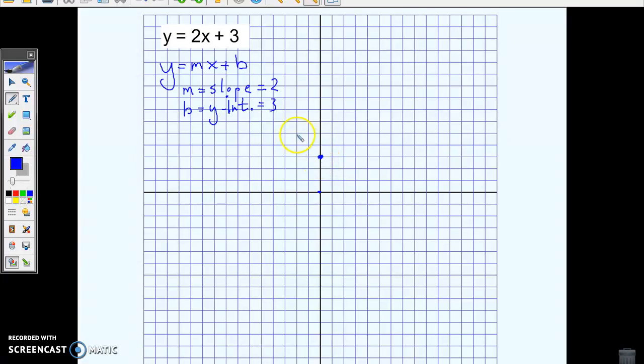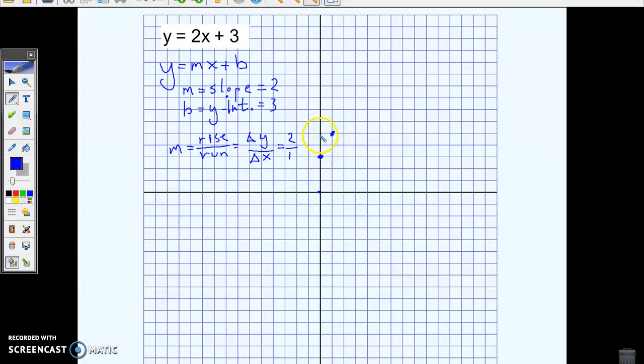So then going on to slope. Slope is 2, right? Remember that slope is rise over run, or the change in y over the change in x, the vertical change over the horizontal change. So in this case, the vertical change over the horizontal change is 2 over 1, because 2 as a whole number, but as a fraction is 2 over 1. So we are going to go up positive 2 and over positive 1.